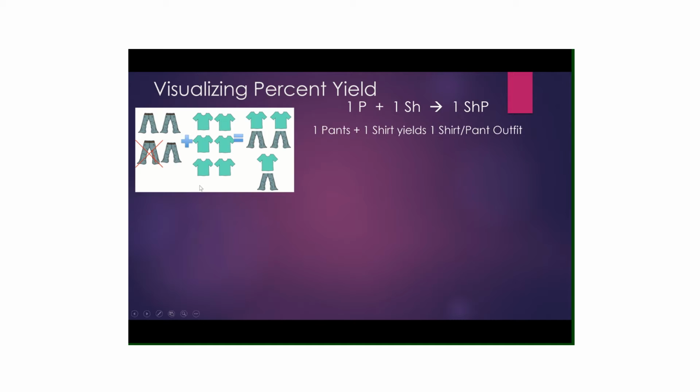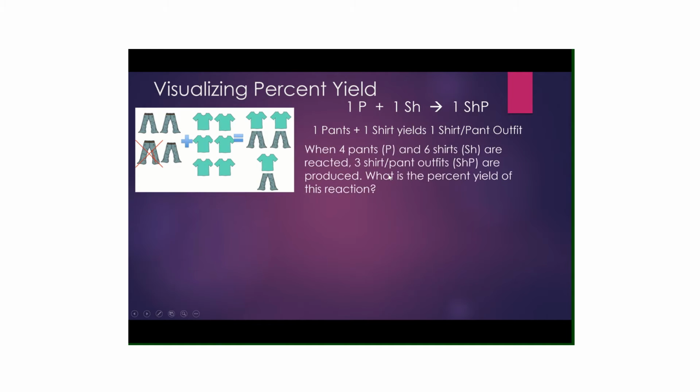I've made up an equation here. 1 pant plus 1 shirt yields 1 shirt pant outfit. We can see that here. We're starting with 4 pants and 6 shirts that are reacted, and 3 shirt pant outfits are produced. And they want to know what our percent yield of the reaction was.